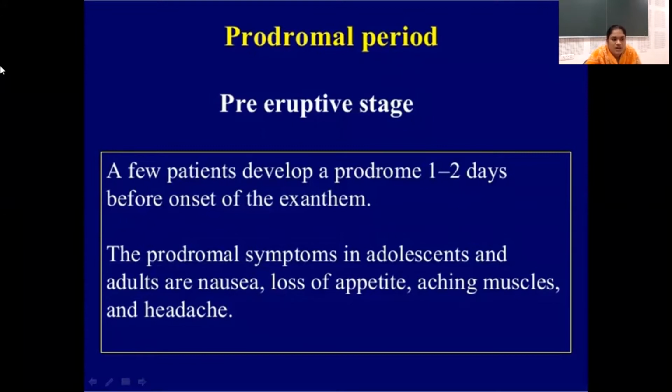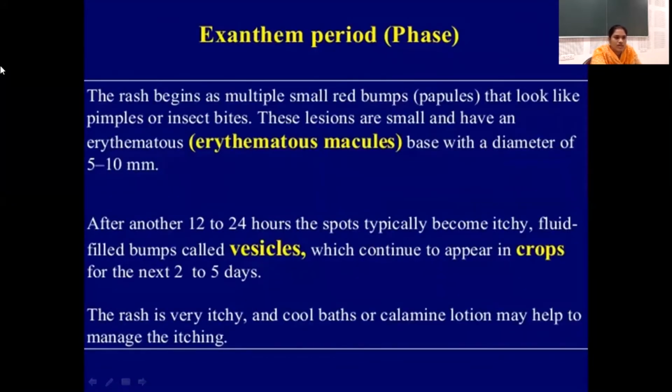Pre-eruptive stage. A few patients develop a prodrome 1 to 2 days before the onset of exanthema. Prodromal symptoms in adolescents and adults are nausea, loss of appetite, aching muscles, and headache. The rash begins as small red bumps, like papules, that look like pimples or insect bites. The lesions are small and have an erythematous base with a diameter of 5 to 10 mm.